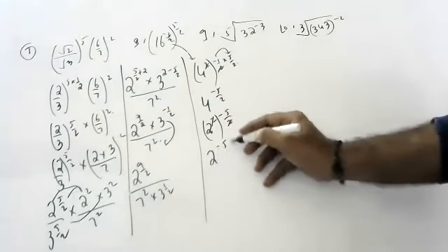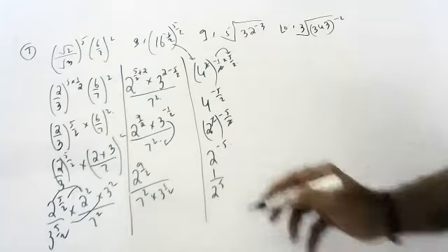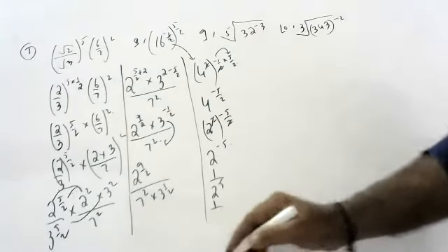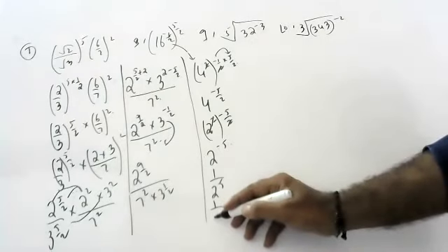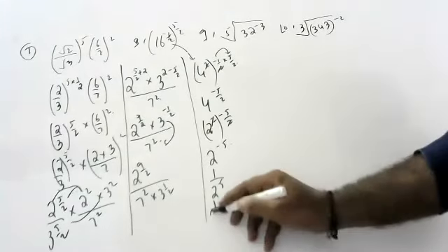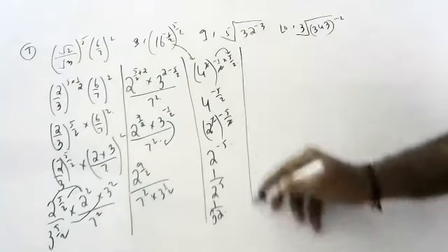Cancel. 1 by 5 whole power 5, 512. Okay, very good. 1 by 32, 32 or 512? Sir, 512. 2 to the 4, 4 to the 8, 8 to 16. No, 32. Yeah, 32.